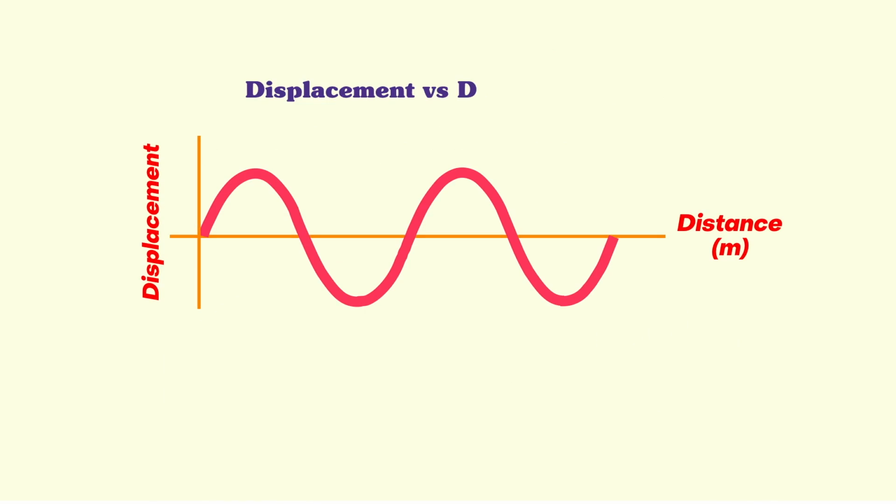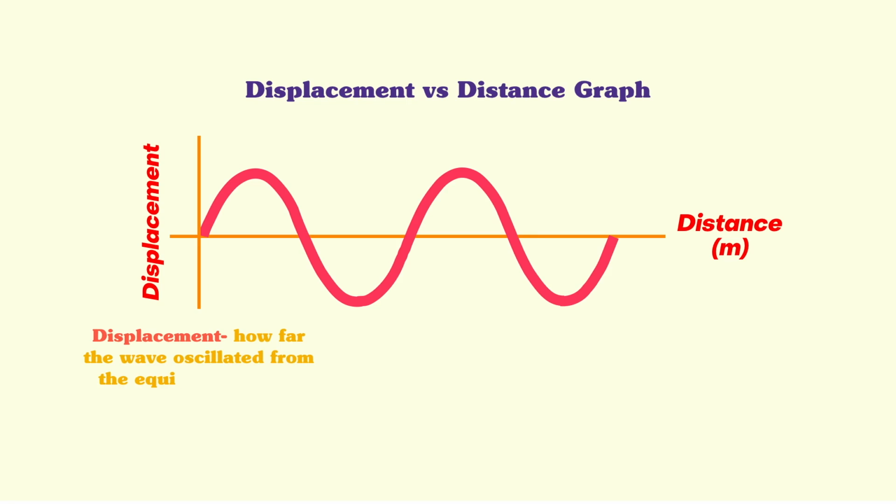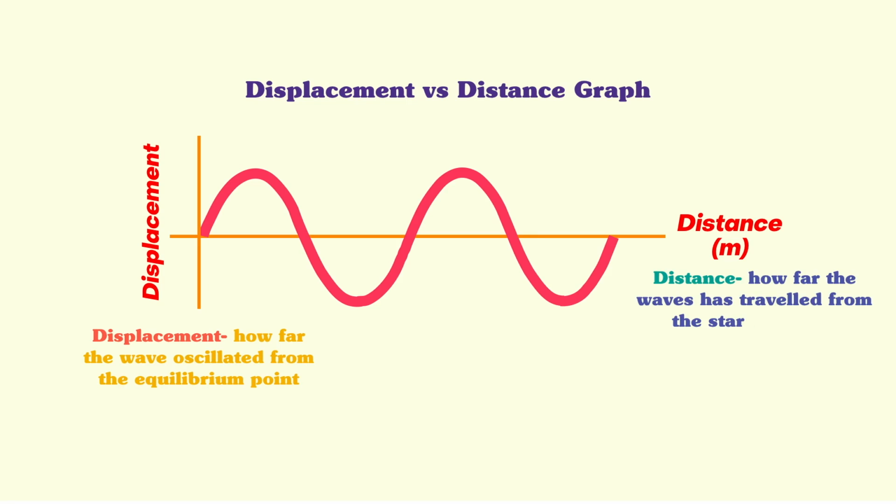Looking at the displacement and distance graph, displacement is how far the wave oscillates from the equilibrium point, while distance is how far the wave travels from the starting point.